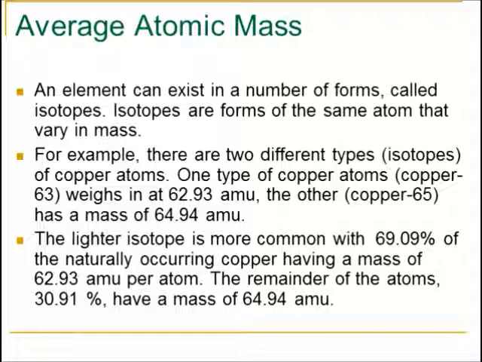The other, copper 65, has a mass of 64.94 atomic mass units. So that's why we call those copper 65, copper 63, because that would be the average mass unit for each one of those. The lighter isotope is more common with 69.09% of the naturally occurring copper that we have, and has that atomic mass per atom of 62.93. The remainder of those atoms, or roughly 30.91% of the copper that we have, has a mass of 64.94 atomic mass units.